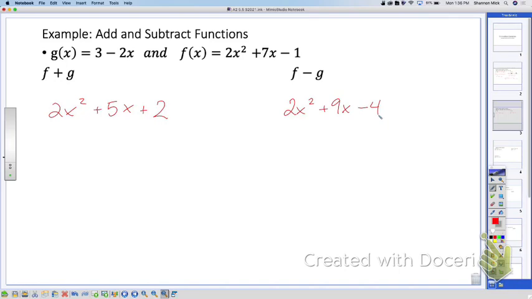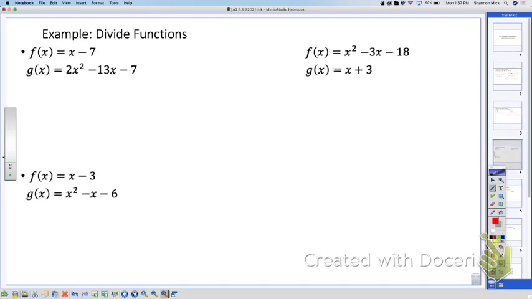I have a question. When you're subtracting, if I had g minus f, wouldn't that just be negative 2x squared minus 9x plus 4? So g minus f would be negative 2x squared minus 9x plus 4. So it's pretty much the same answer, you just switch the numbers. Yes, it should be.